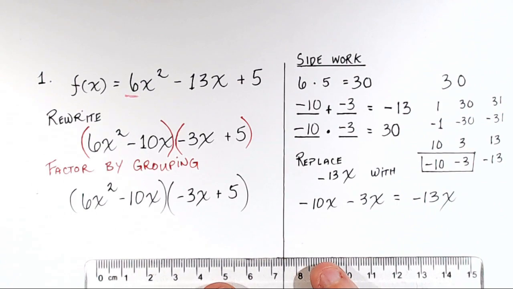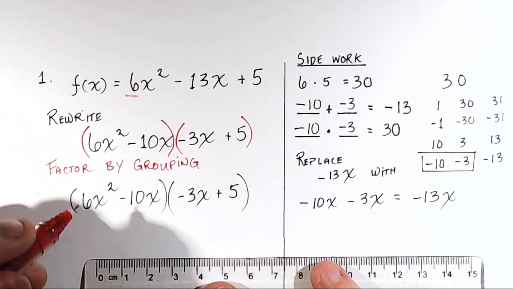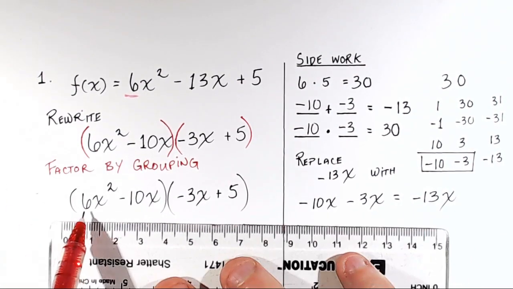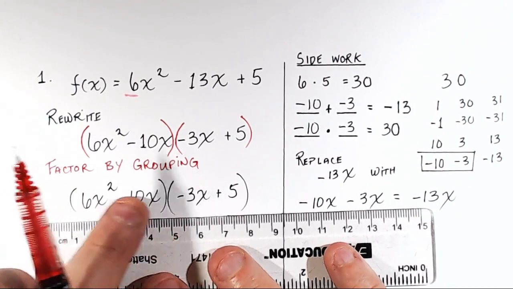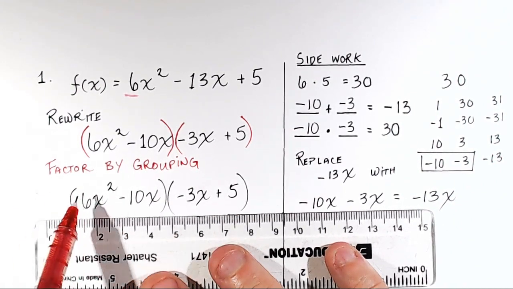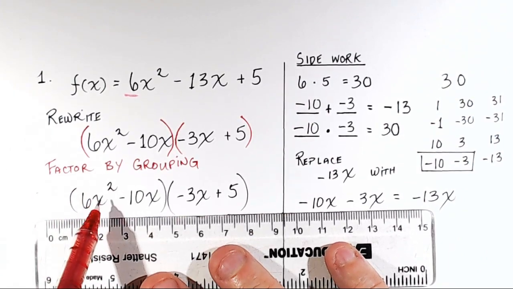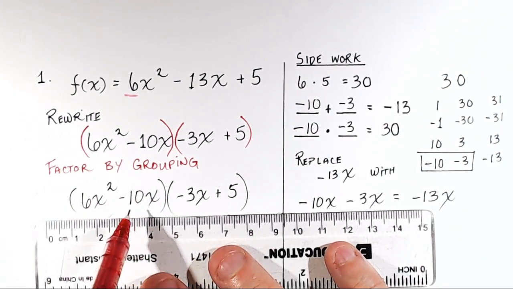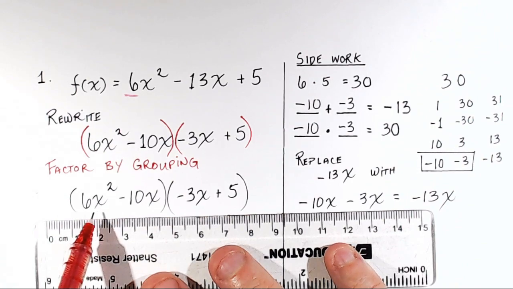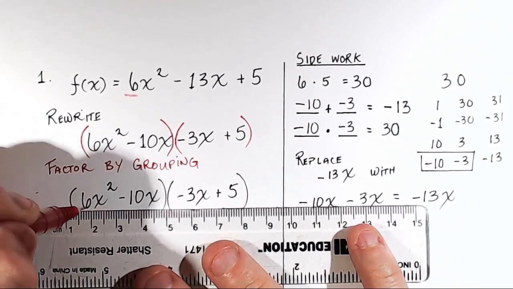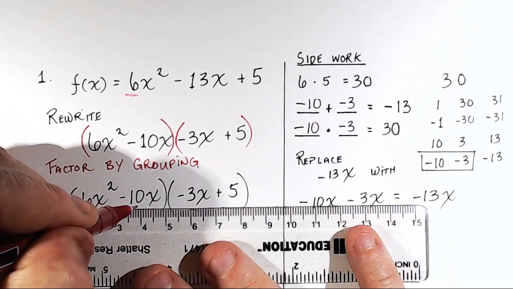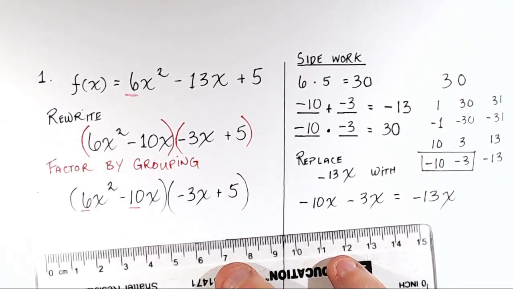The question requires you to say, well, what is the same in both the 6x squared and the negative 10x inside this binomial? Binomial means two terms. Here's a term, 6x squared, and here's a term, negative 10x. So I have to say, what is the same in both? Well, let's look at the coefficients, 6 and 10. What do they share in common?